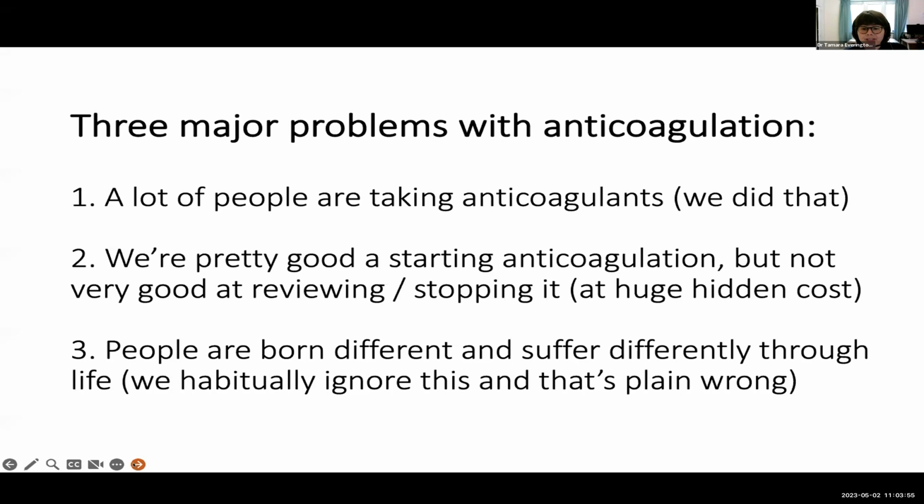And we know ourselves that that has a huge hidden cost to the NHS and to the people that we're looking after as well. And the last point is a really tricky one, in that we've developed a whole load of pathways and guidance which to some extent consider individuality in terms of comorbidities, but to large extent don't consider the broader socioeconomic context of the individual. And that has consequences. And I'll delve into that a bit more in a moment.